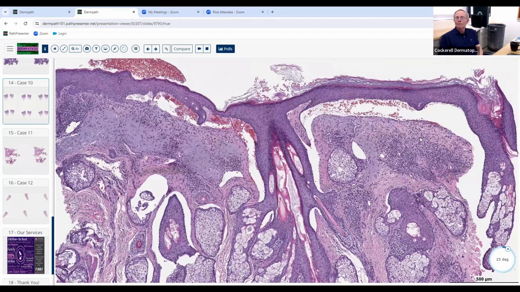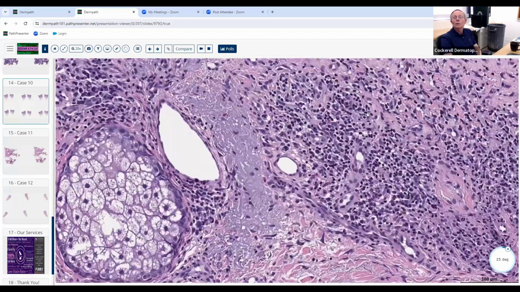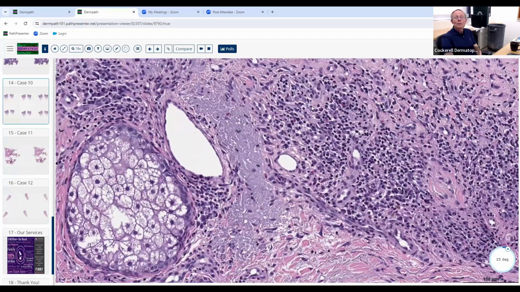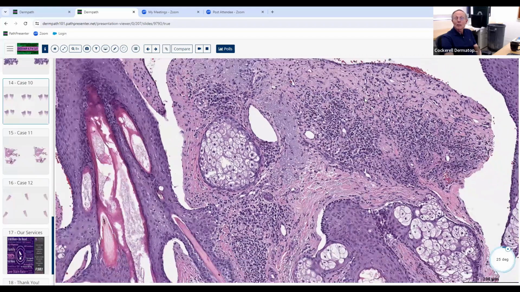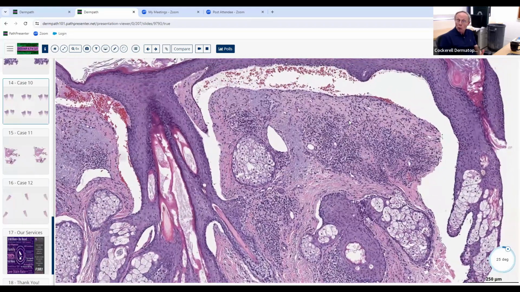So the next step is to ask yourself what kind of inflammatory cells are in the infiltrate. Well, here we've got mostly lymphocytes, but we've also got some eosinophils in here. So when you see lymphocytes and eosinophils, one of the things you think about is bullous pemphigoid.